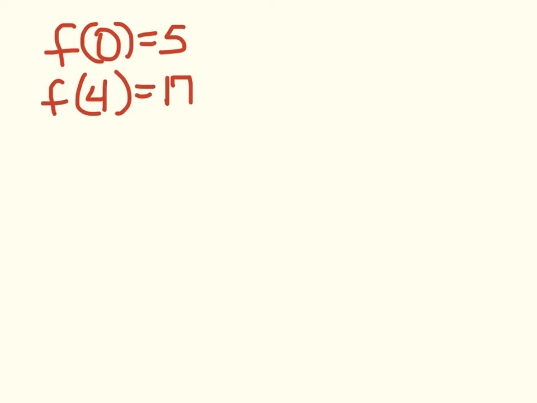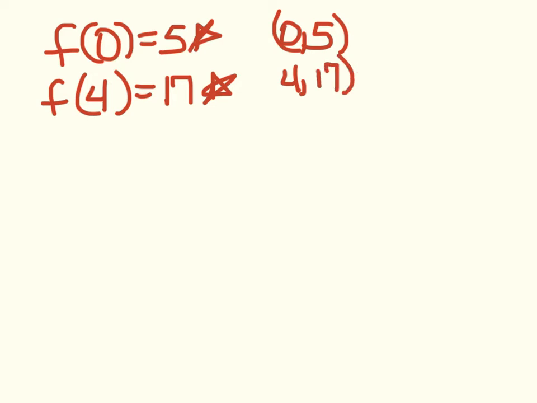Now let's figure out what we're going to do if they tell you to write a linear function and they give you that f of 0 equals 5, that's this right here, and then they tell you that f of 4 equals 17, which is this right here. All those are ordered pairs, so don't be afraid of that. This is an ordered pair (0, 5), and this is an ordered pair (4, 17).